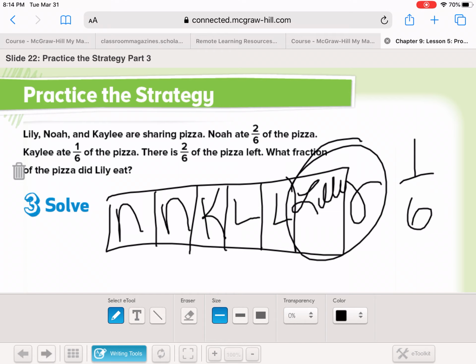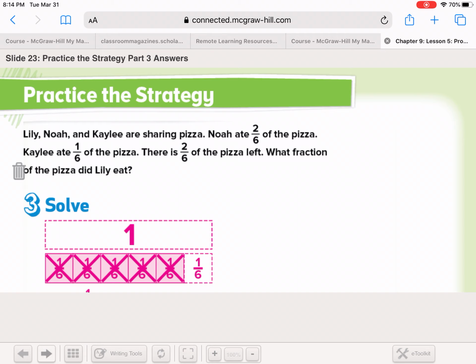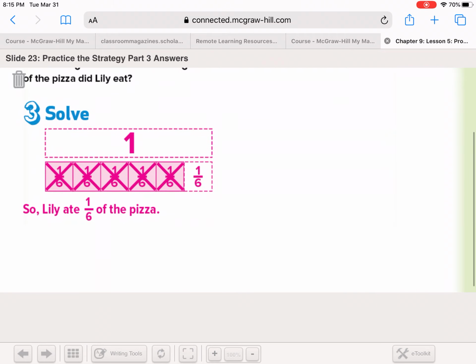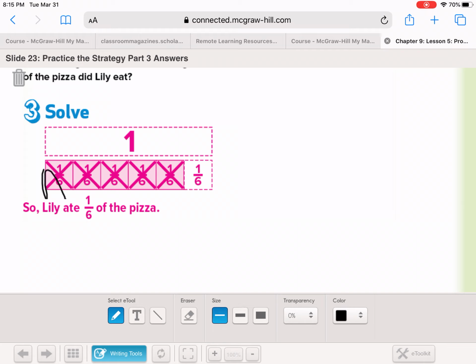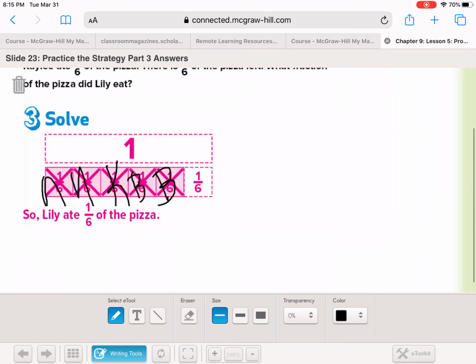Okay, and I'm going to show you. See? Now what they did was here, you know how I kind of named it. I named it. So I was like, oh, this is Noah. This is Kaylee. This is how much is left, I'm going to put that in the box. And then this is what's left over, and that's Lily. Okay, so she ate 1/6 of the pizza.